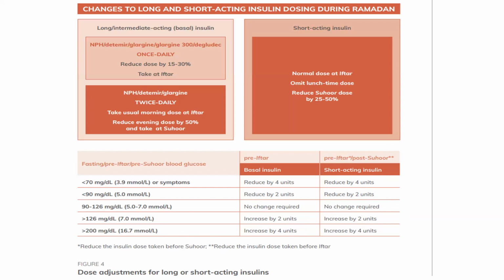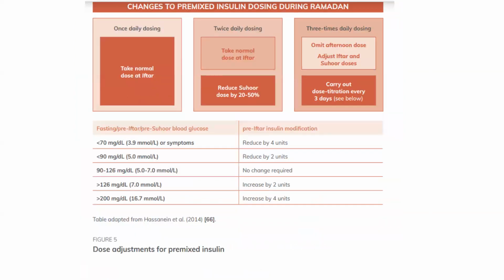So these are the readings with which we can adjust doses, but the important concepts which you should keep in your mind are the changes to the long-acting and the intermediate-acting doses and the short-acting doses for management of type 2 diabetic patients in Ramadan on insulin. What about changes to the pre-mixed insulin?